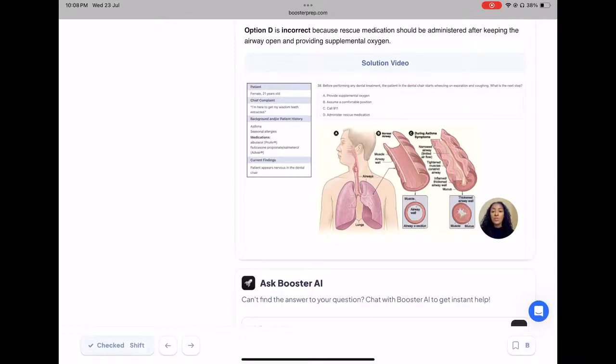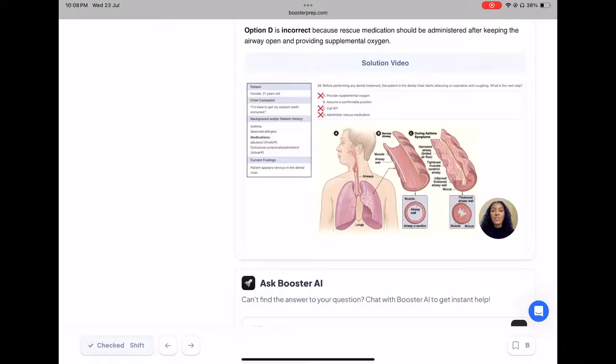Other symptoms would be shortness of breath and chest tightness. And this question is asking what you should do next. So option A reads provide supplemental oxygen. This is not the first thing that you need to do when a patient is having an asthma attack. There are other steps you need to take, so this is incorrect. Option C reads call 911. So this is also not the first thing that you need to do. There are other steps that come before this, so this is incorrect. Option D reads administer rescue medication. Again, this is not the very first thing that you need to do, so this is incorrect.